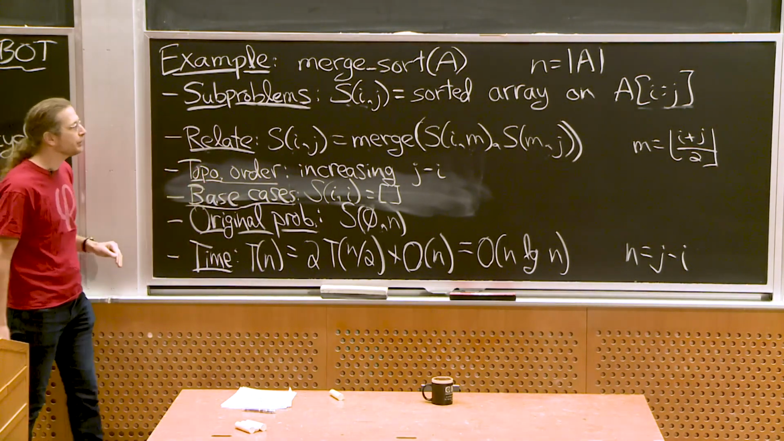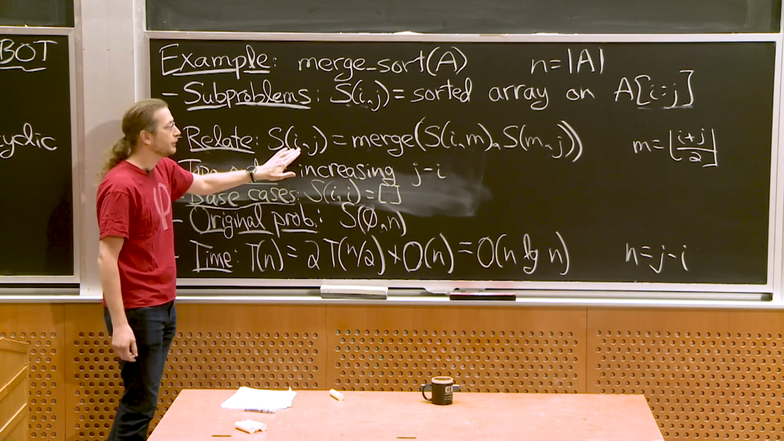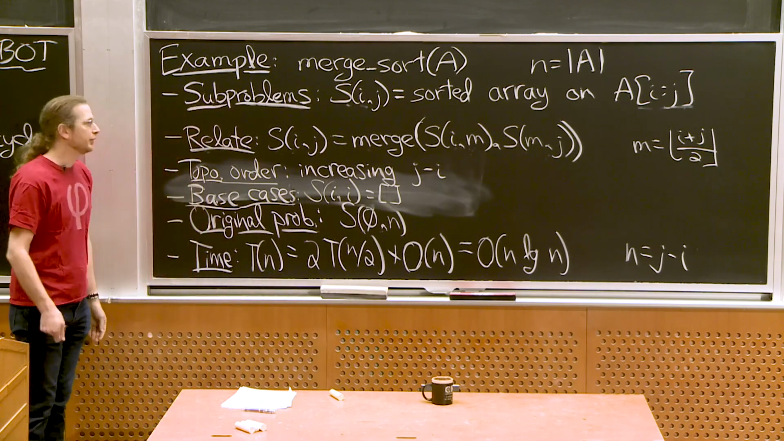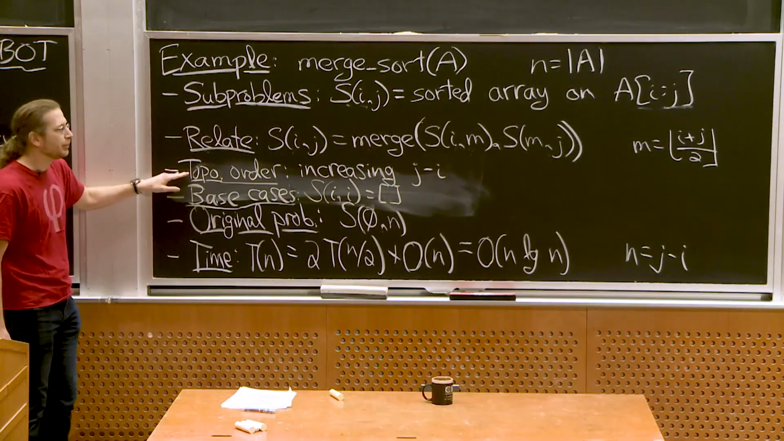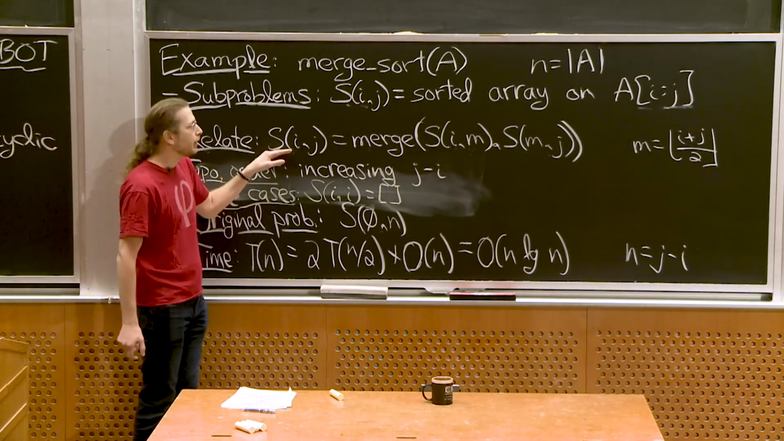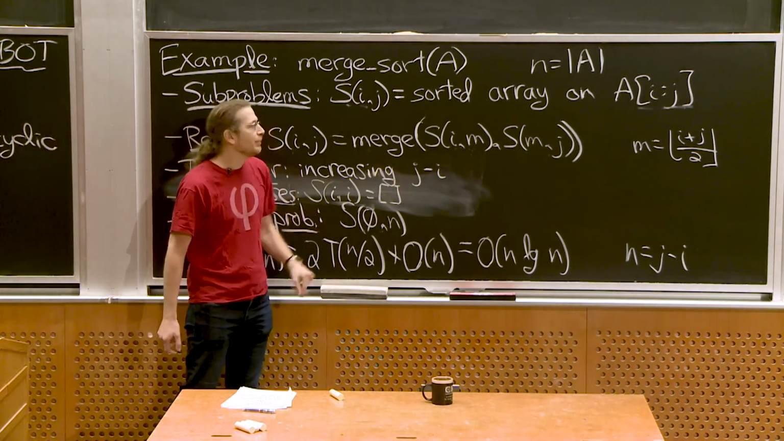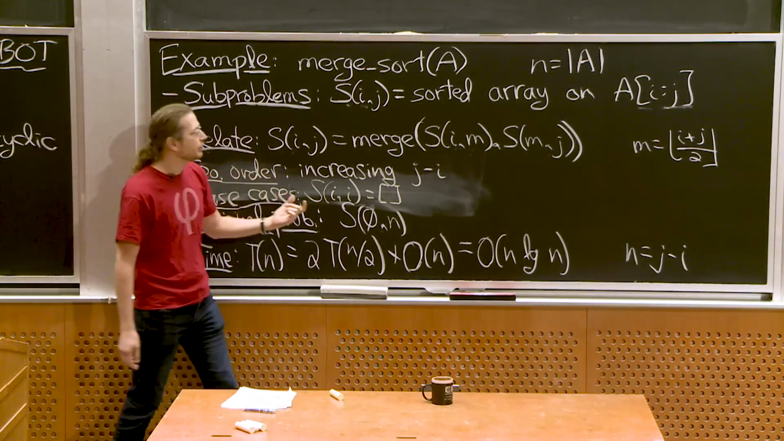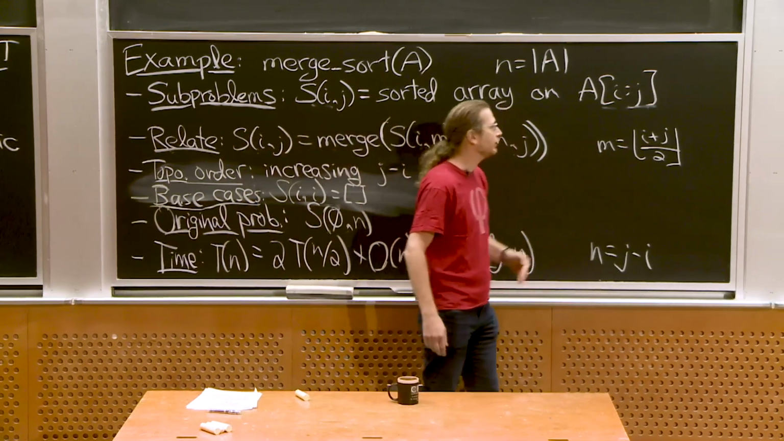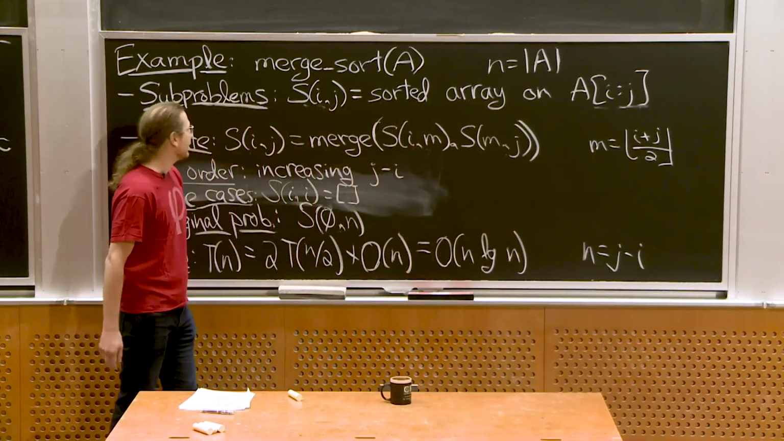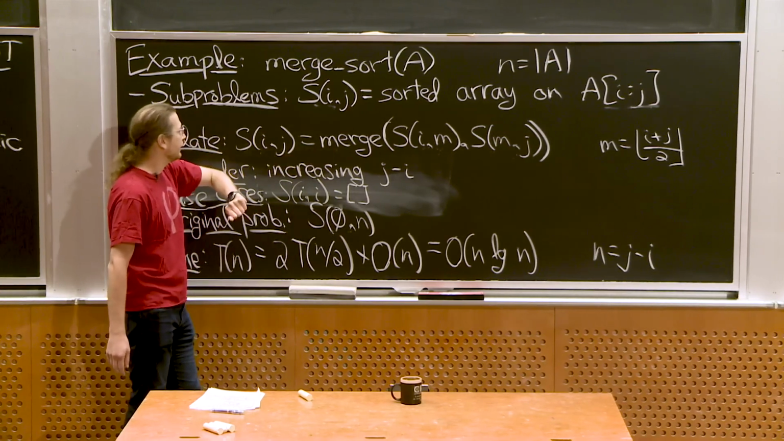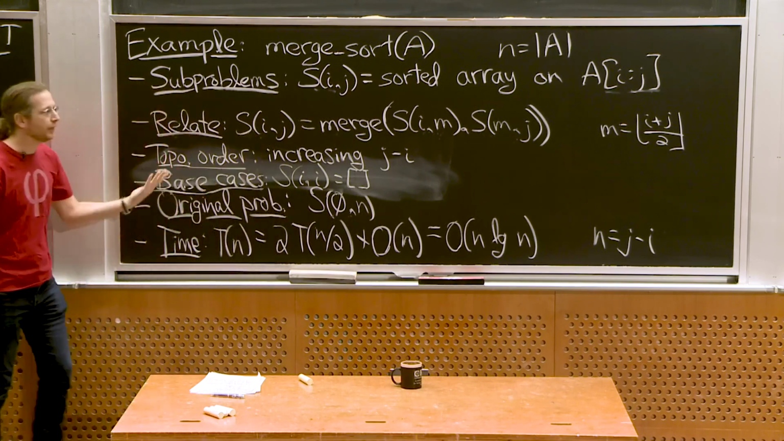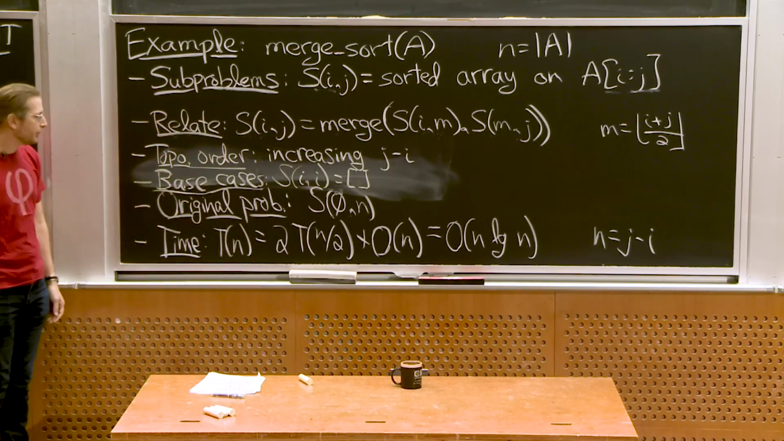And so we need to make sure that this problem is bigger than the ones that we recursively call on, and that we don't get an infinite cyclic loop of recursions. And here, a valid topological order is to say, solve these problems in order where j minus i, the length of the subarray, is increasing. And then you can check, because m is strictly between i and j, as long as we're not in a base case, then we know these subarrays will be smaller than this one, and so this increasing order gives us a valid topological order on all of the problems.